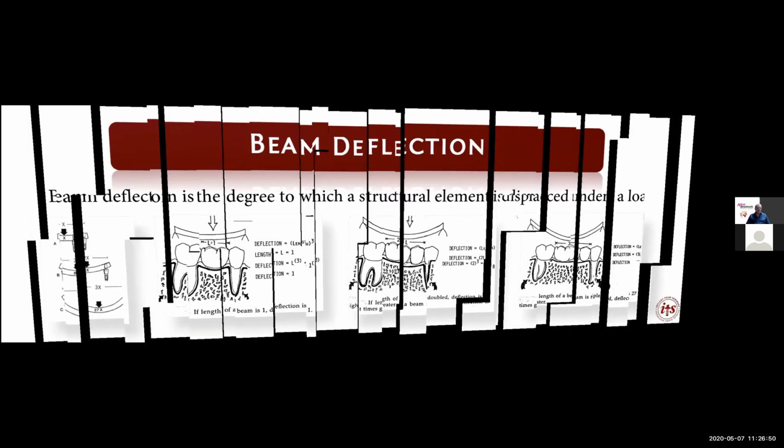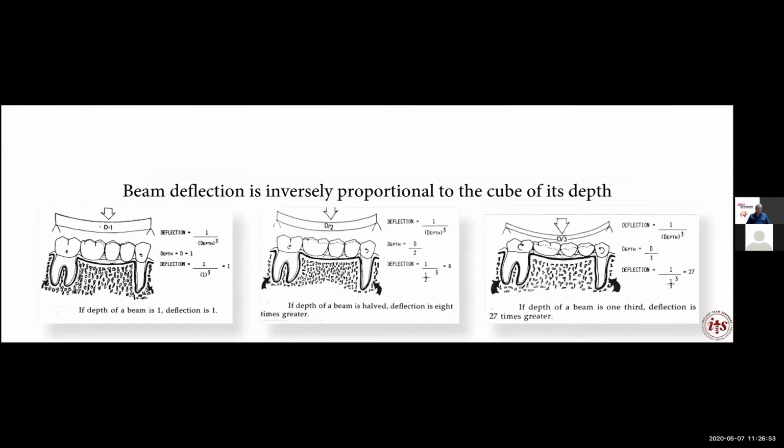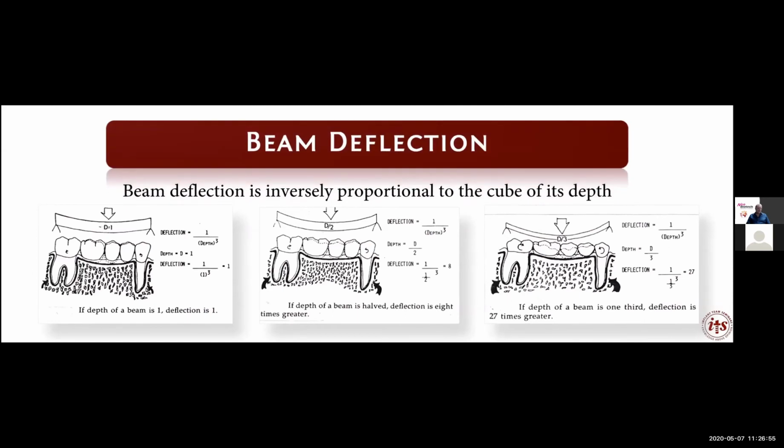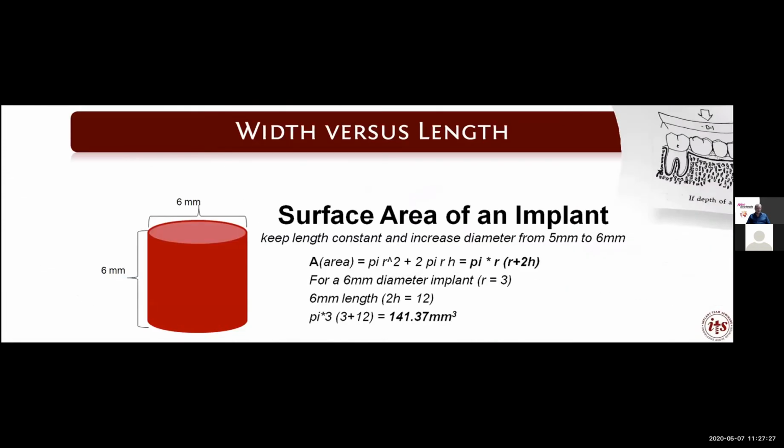In addition to the length of the beam on the superstructure is also the width or the depth. The deflection of the beam here is inversely proportional to the cube of the depth. Simply put, as the depth of the framework decreases, there is an increase in framework deflection, which is putting stresses on the implant. So you can see the worst scenario would be a very small framework in depth and a long span bridge, which would be very detrimental to the implant.